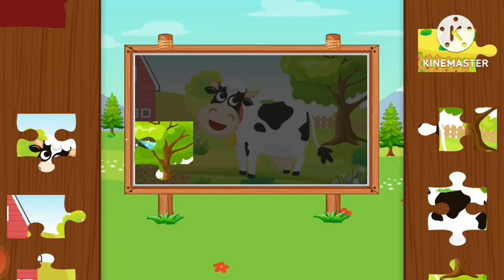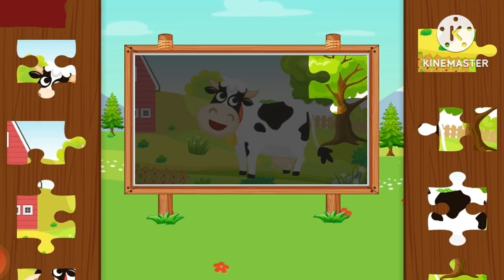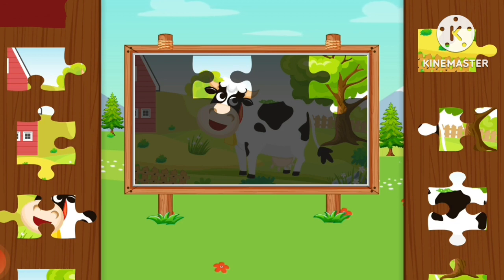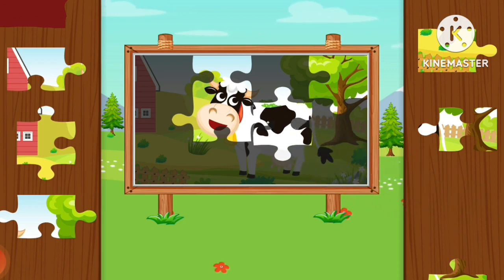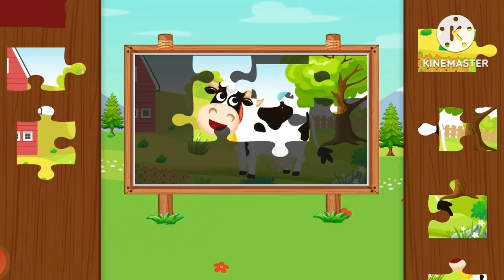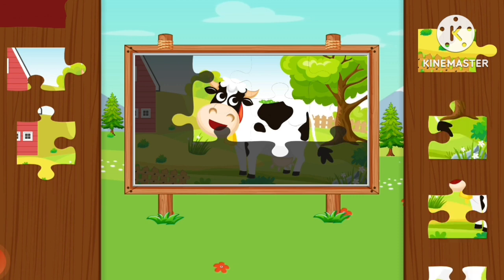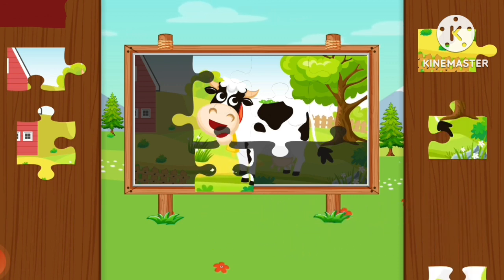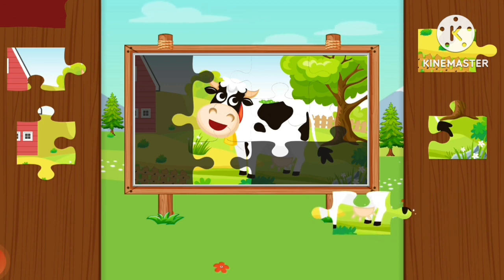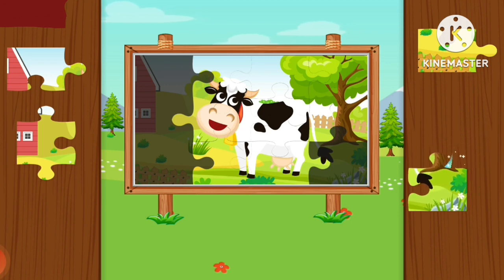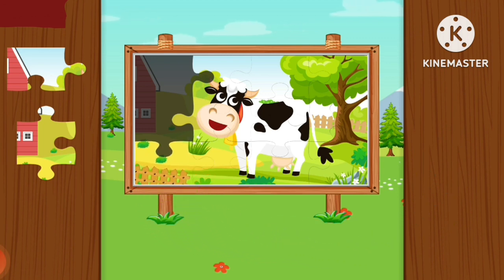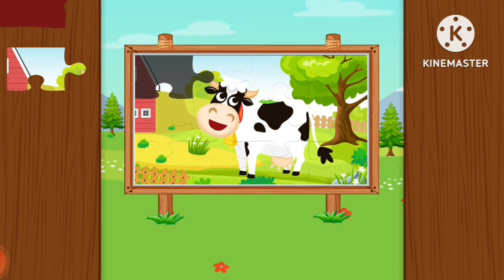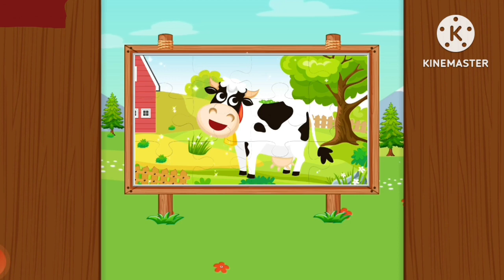Let's put together the cow puzzle. You can do it. Good job. Perfect. Well done. Excellent.